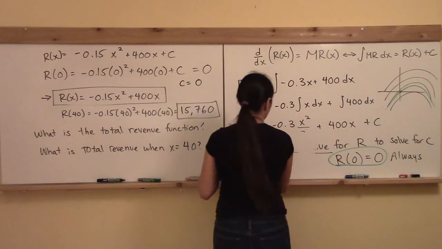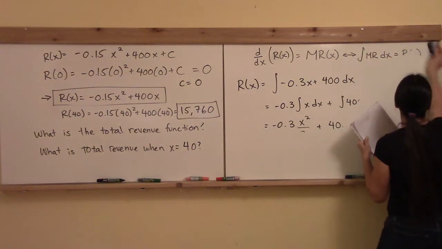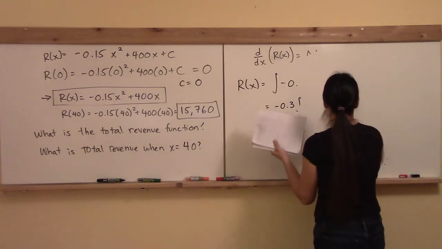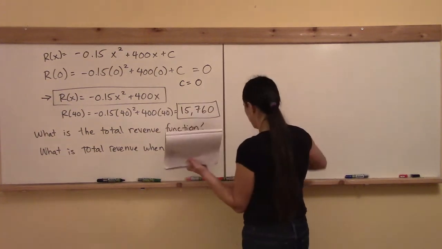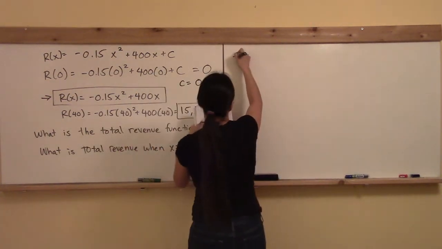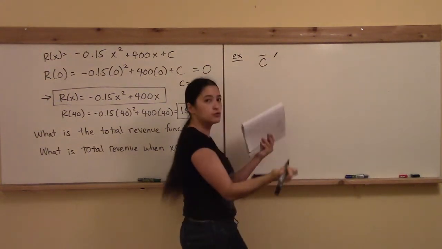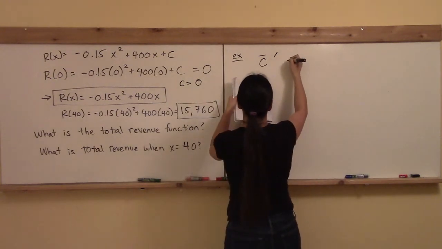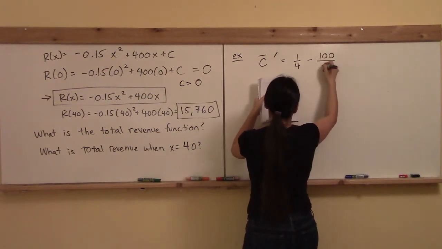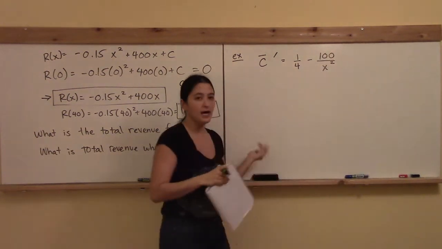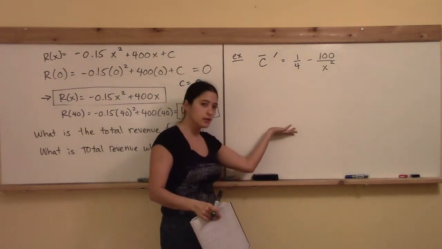In this one, I'm going to give you the derivative of an average cost function. Then I'm going to give you some information, one point of the value of the average cost function, and I'm going to ask you to give me the functional form of average cost. So for the final example, let's say that the derivative of an average cost function is equal to 1 over 4 minus 100 over x squared. Now if I asked you, what is the average cost function when you know the derivative equals this, you would have to integrate it.